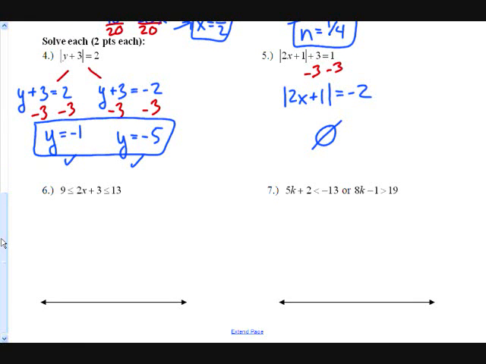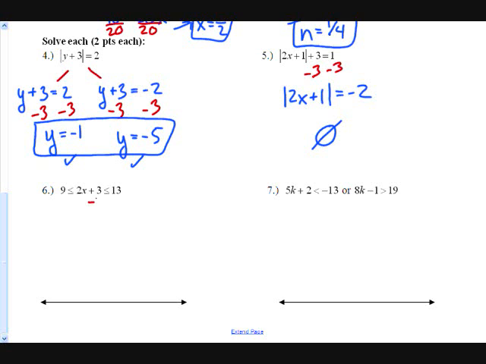For number 6, this is like a three-sided equation. So if I was ignoring part of this, like if I was ignoring this part, and just looking at the 9 is less than or equal to 2x plus 3, first thing I would do is subtract the 3 and then divide by the 2. If I was ignoring the other half of this, I would do the same thing, subtract the 3 and divide by the 2. So I'm just going to do all 3 pieces at once.